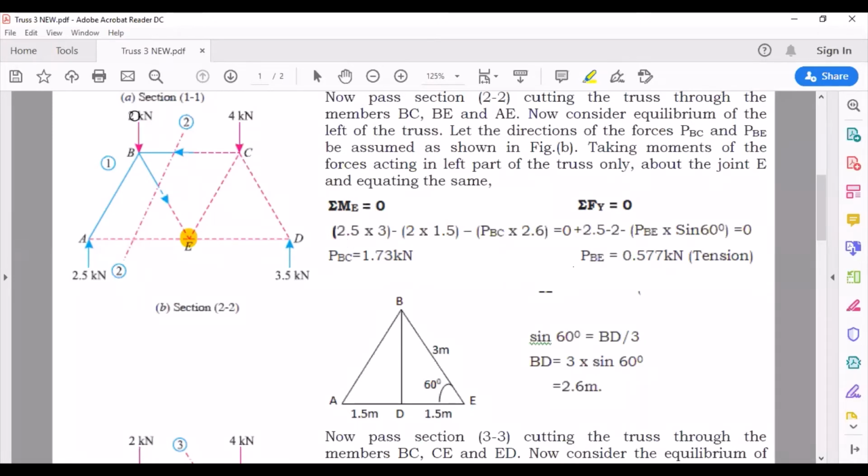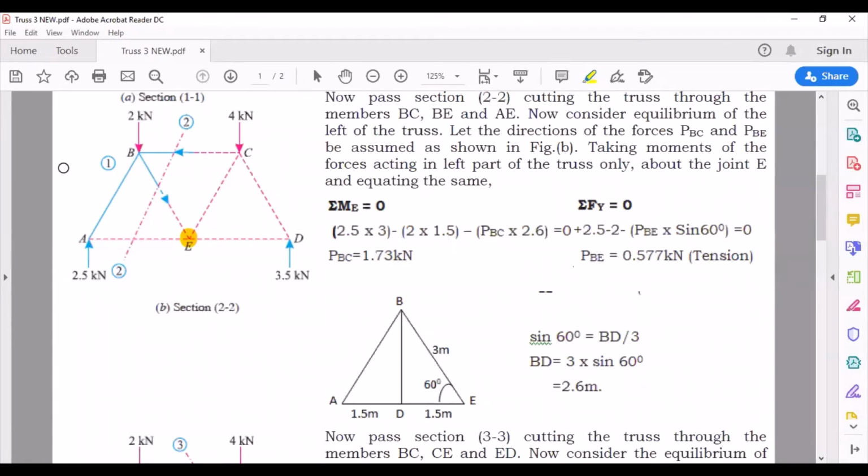Next you have a 2 kilonewton force, which is again a vertical force. The distance to be multiplied is horizontal. The line of action of this force will be exactly vertical like this. Since it is an equilateral triangle and AE is 3 meters, the line of action will be exactly half, that is 1.5. So it is 2 into 1.5. It is causing an anti-clockwise moment, thereby it is taken with a negative sign, that is minus 2 into 1.5.